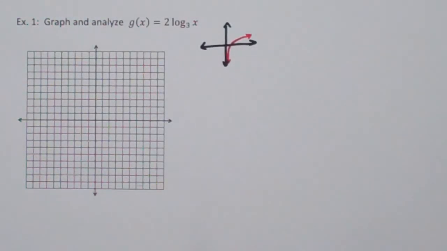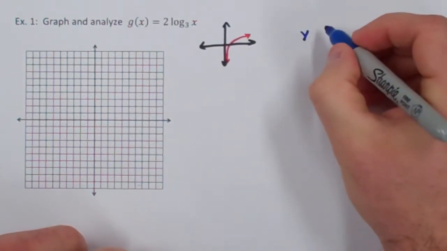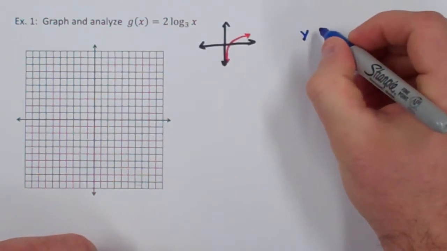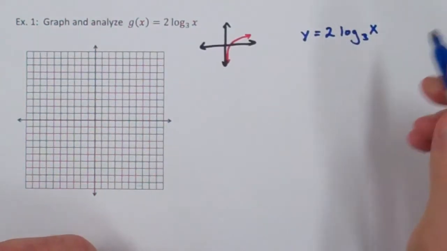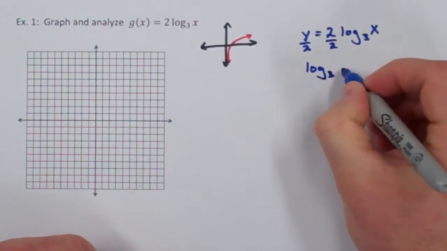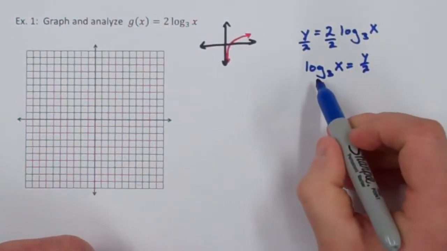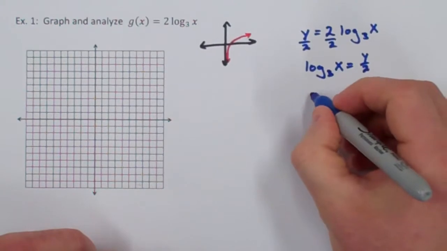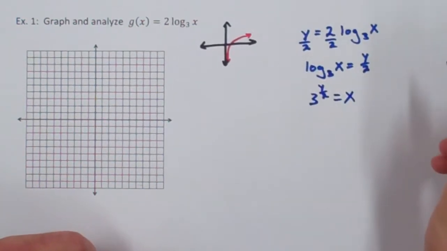So let's try to figure out exactly what this graph will look like. And we're going to plot some representative points to make that happen. One thing I like to do is I like to solve for x in this case. So what we will do here is we will try to isolate the logarithm first. We need to divide by 2. So we've got log base 3 of x is equal to y over 2. And then we're going to change this into exponent notation once you've isolated the log. So the base is 3, the exponent is y over 2, and that's going to be equal to x.